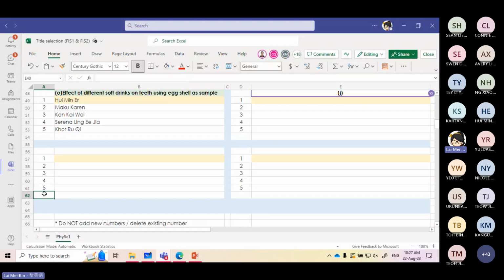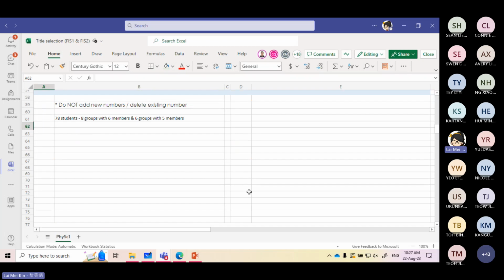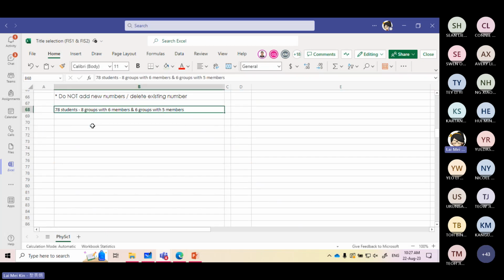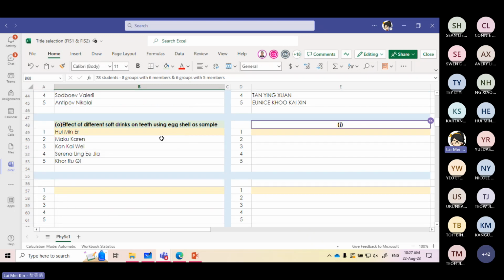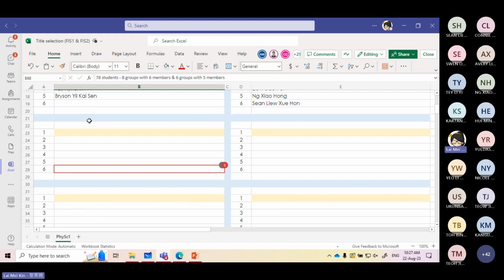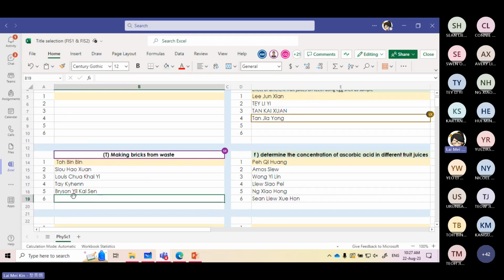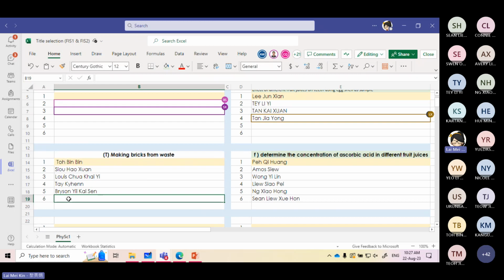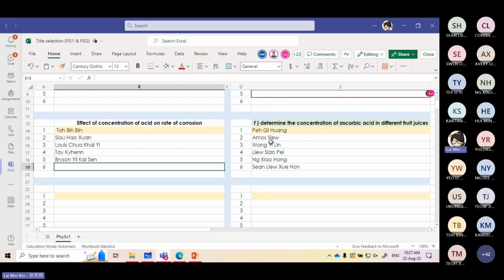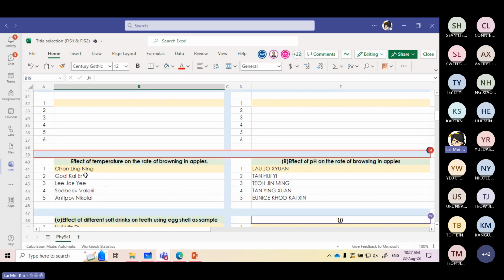And please don't add numbers on your own. I have checked, your class has 78 students, 8 groups with 6 members and 6 groups with 5 members. Teacher, I cannot find a group. If you cannot find a group, the minimum that you can do is maybe you just put your name. For example, this group here, I have only 5 members, so there's 1 empty slot. You can just put in your name there. Those who have full members, you know you have 6 members, put your name in the 6th slot. If you have 5 members, put your name in the 5th slot.